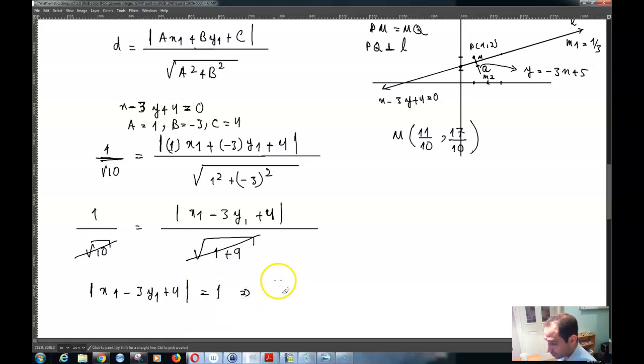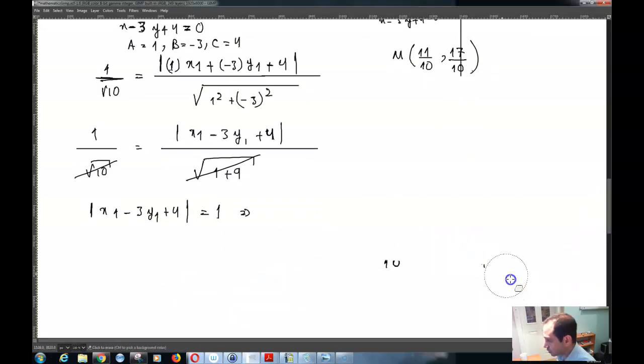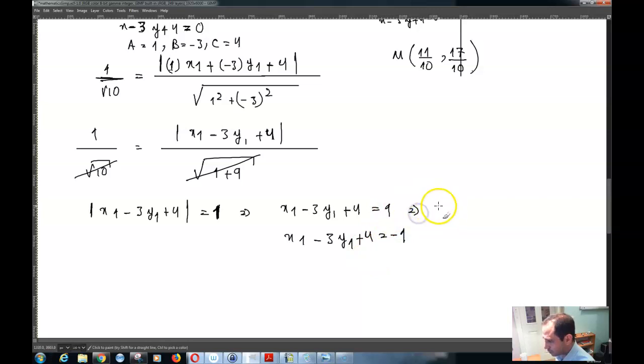Now, we have already talked about the absolute value function and how you solve those equations. So you can write x1 minus 3y1 plus 4 is equal to 1, or you can say x1 minus 3 times y1 plus 4 is equal to negative 1. In this case, you will get x1 minus 3 times y1, and 1 comes to the other side, so 4 minus 1 is 3, equal to 0. And over here, that will give you x1 minus 3 times y1 plus 5 is equal to 0.